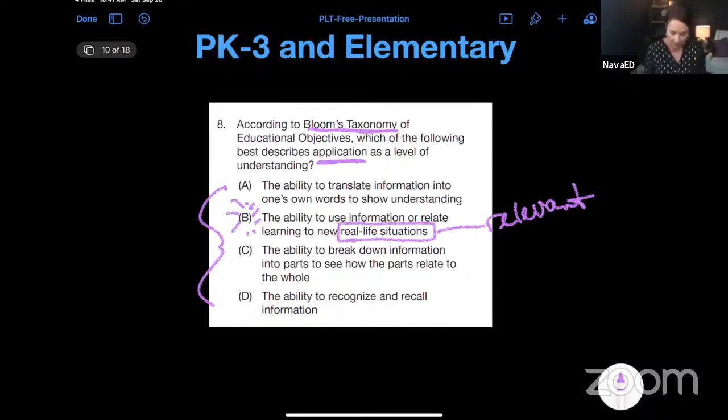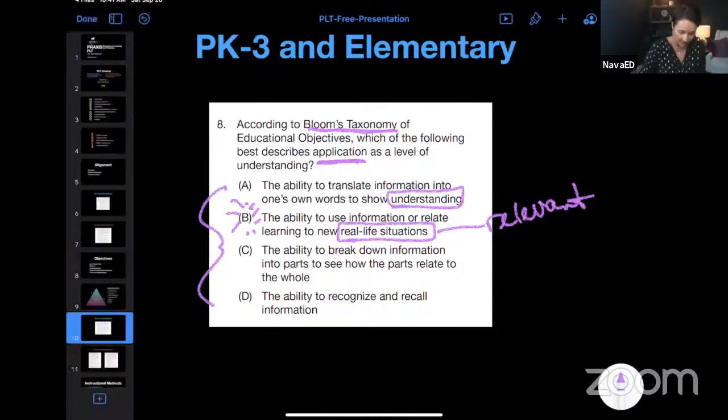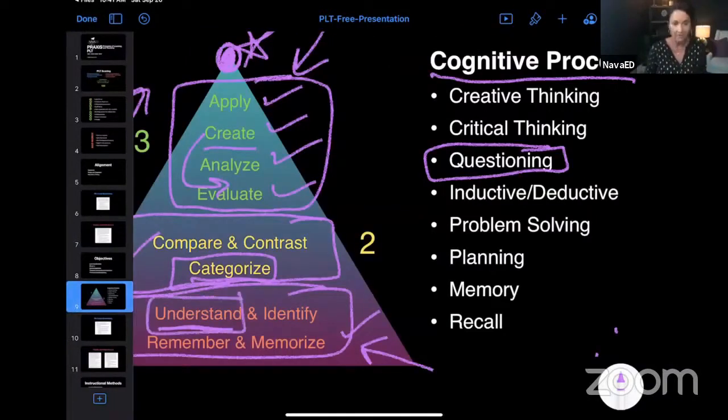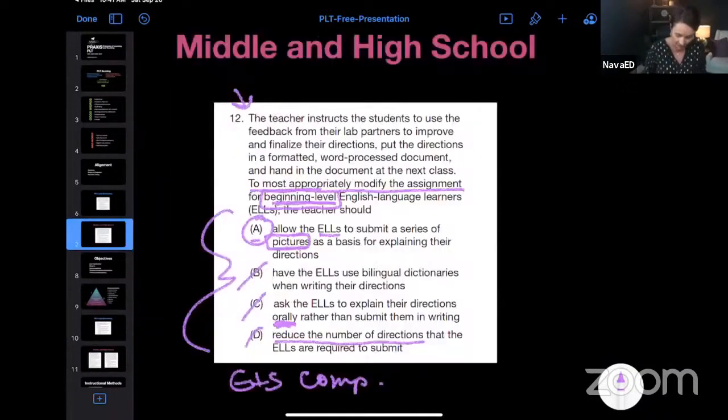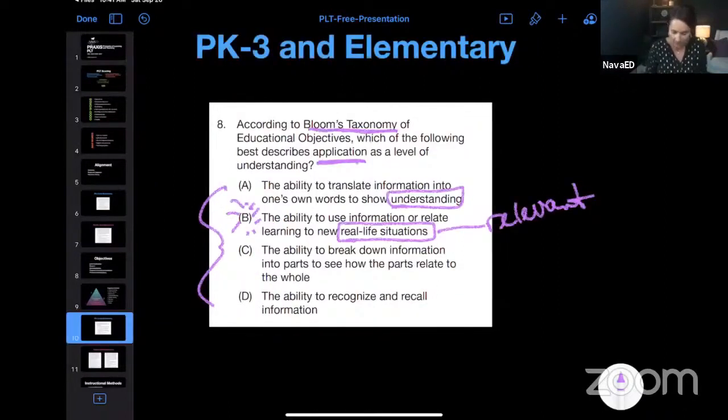So let me go with A, the ability to translate information into one's own words to show understanding. Well, where is understanding? That's down here, right? So I'm gonna take it out because I have this application here that stood out to me. So I'm going to cross it off. C, the ability to break down information into parts to see how parts relate to the whole. C is okay. Breaking them down and the relate word is good. I'm not in love with it, but I don't hate it. I love B more.